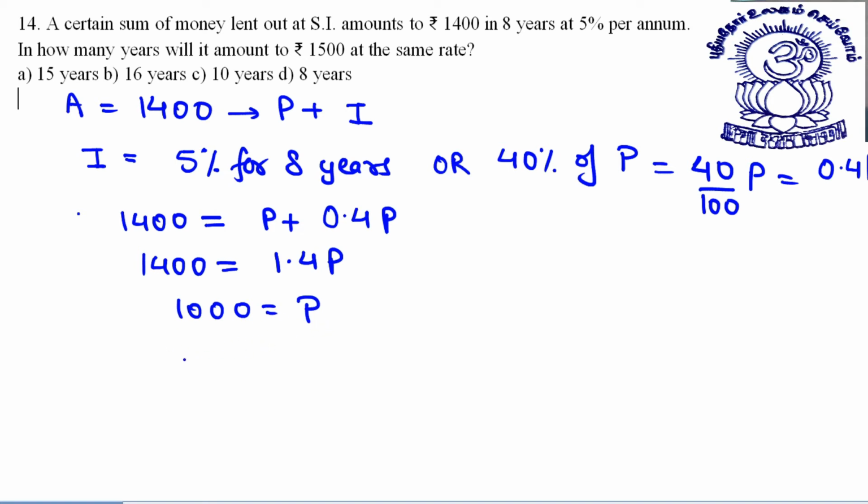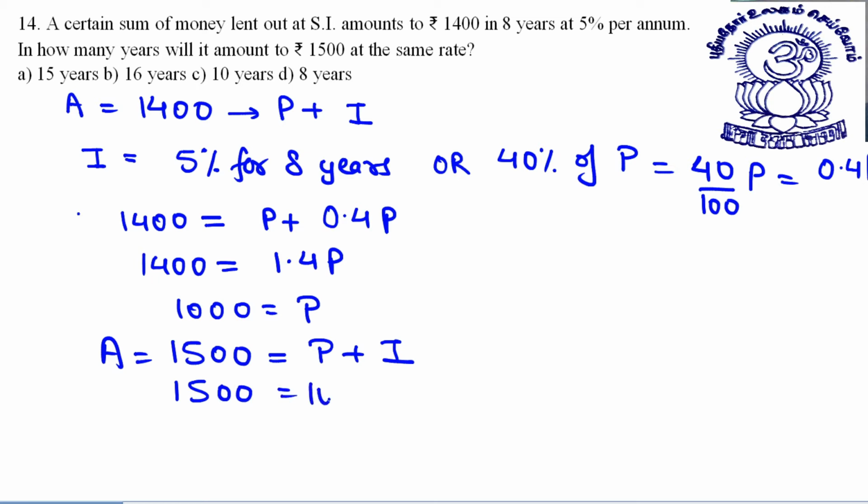If P is equal to 1000, now what is the amount? The amount is given to us as 1500. Amount is principal plus interest, so 1500 is equal to principal plus interest. 500 rupees is the interest.